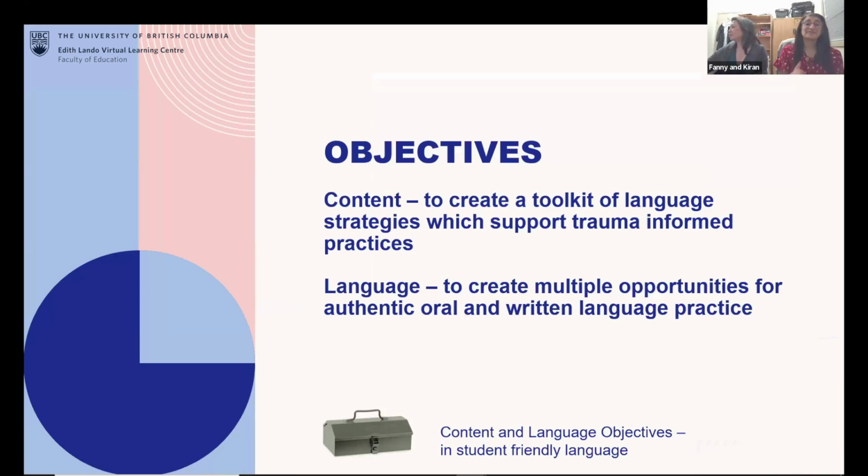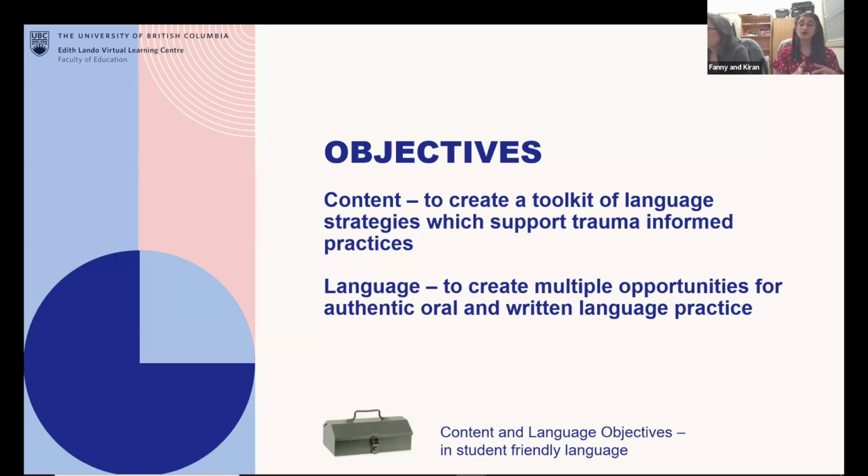The first strategy that we want to share is creating content and language objectives in student-friendly language. Our goal for today and our objectives that we wanted to share with you as participants in this session are as follows. Our content objective is to create a toolkit of language strategies which support trauma-informed practices. That's the what that we're hoping to provide for you today.